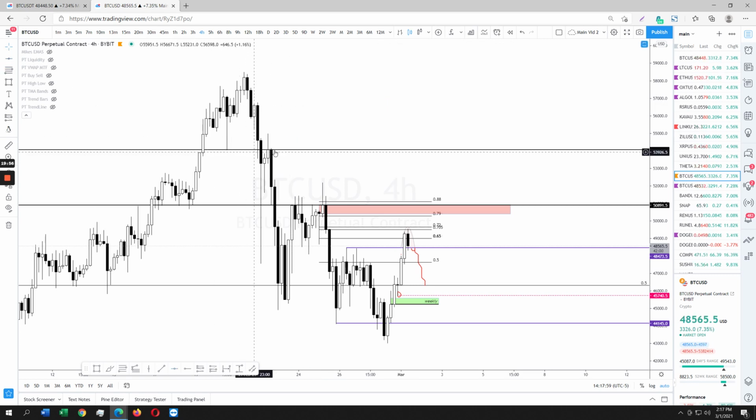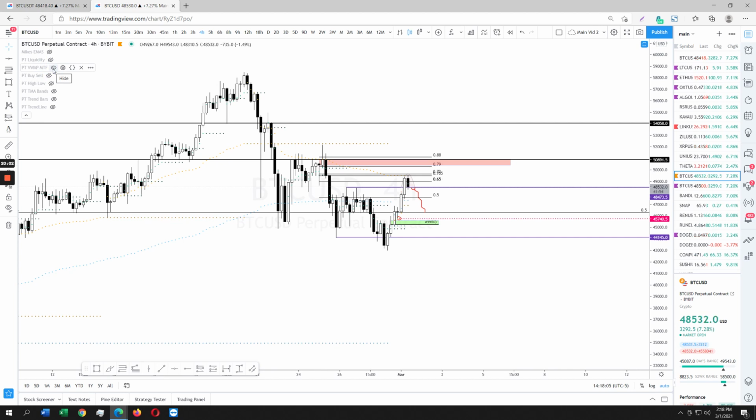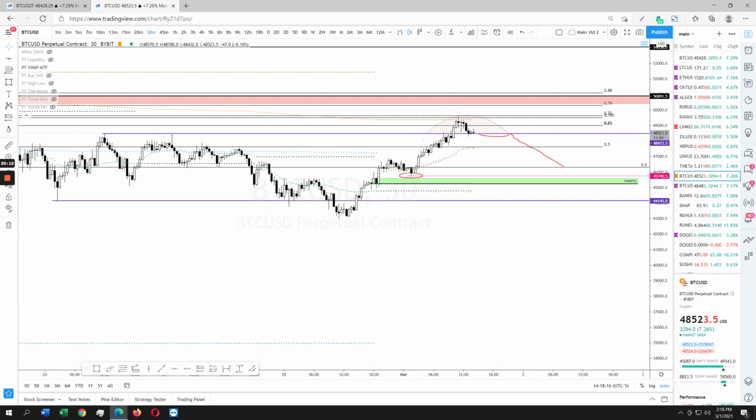Then that's your next resistance up there, 54,000.1. This weekly VWAP slapped us here and it slapped us here too. Back to back times. That's annoying.